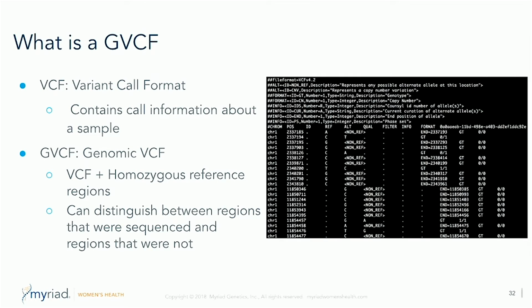And for the genomic information, we store this in a format called GVCF. So if you work with genomic data, you may be familiar with the concept of VCF, which is the variant call format. This is a file that basically contains all of the call information for a particular sample. A genomic VCF is very similar to the VCF, but it also includes the homozygous reference regions. So essentially, this allows us to distinguish between regions that were sequenced and regions that were not. And so you can see that there are large blocks of homozygous reference regions in this particular sample that indicates that this person was sequenced here, but no variants were called here.